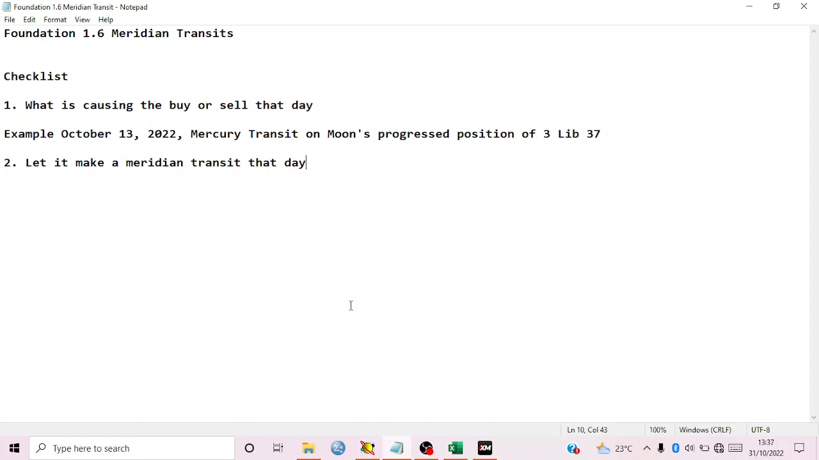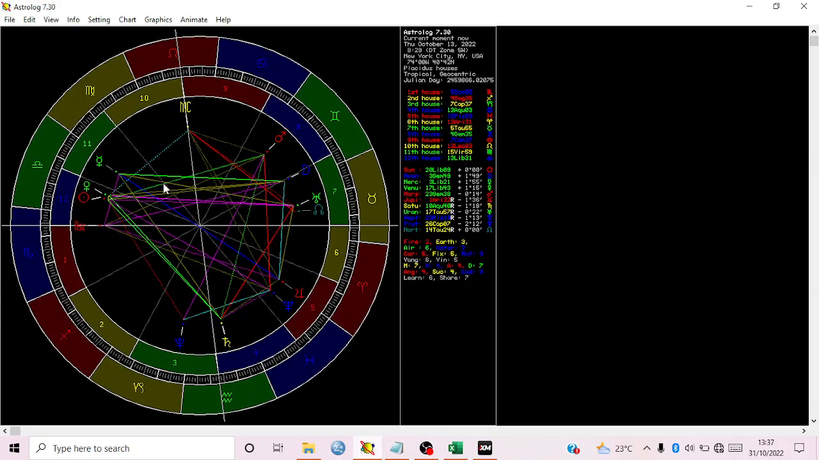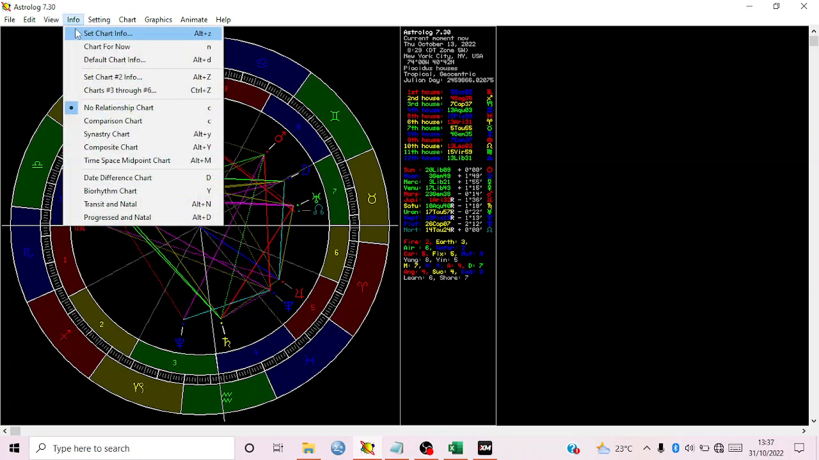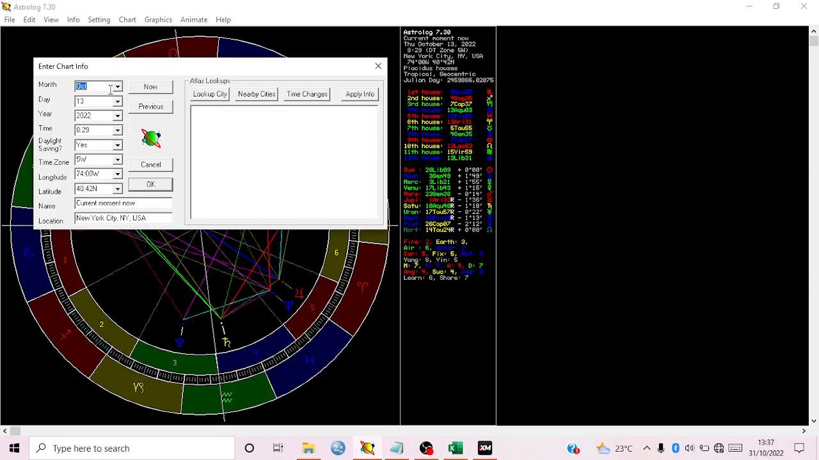So remember that in the other video, I did show an example of the October 13th, 2022 Mercury transit on the moon's progressed position of Libra 3 degrees 37 minutes, right? So I'm going to look up the chart and probably just go through what we did. So for chart info, we're going to set it to October 13th. Actually, I had it already set, so I'll just simply leave it there.